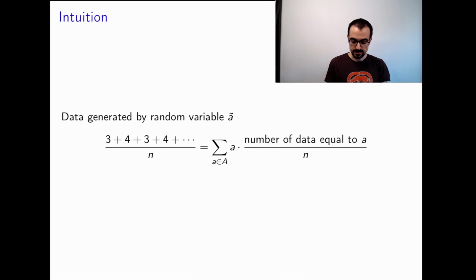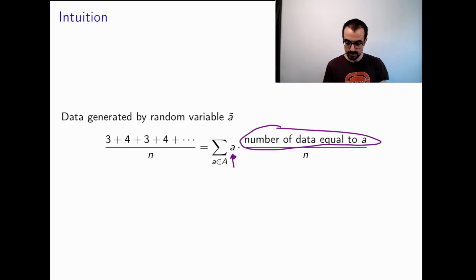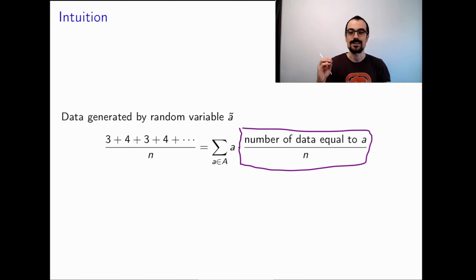So imagine here that the random variable can only have values 3 and 4, let's say. So then we can consider, okay, how many times do we add the number 3? Well, it's the number of data points equal to 3, and then we divide by n. How many times do we add the number 4? The number of data points equal to 4, and then we divide by n. But now when we write this like that, we realize that here what we have is the fraction of data points equal to 3 or equal to 4 divided by the total number of data points.